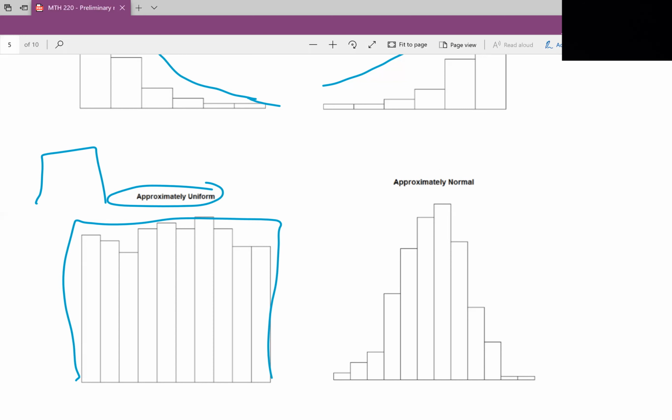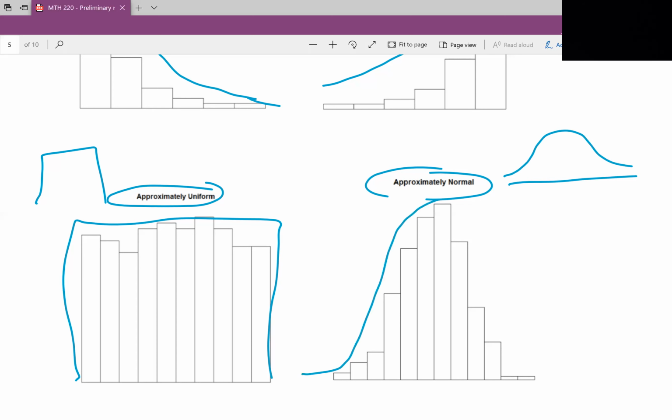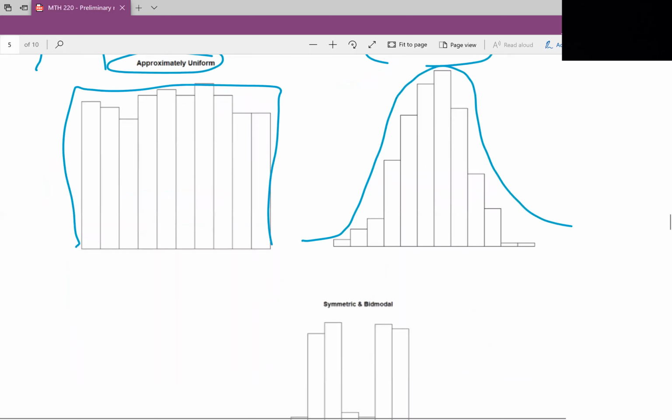The next one we have is approximately normal. Approximately normal is going to be a big one. You want to make sure you can recognize this. Based on talking about the normal distribution before spring break, the words that we use to describe this are a symmetric bell-shaped curve. So we've been drawing and shading normal distributions that look something like this. Okay, and I'm going to do the same thing with this. I'm just going to draw my bell-shaped curve over it. That's going to be approximately normal.